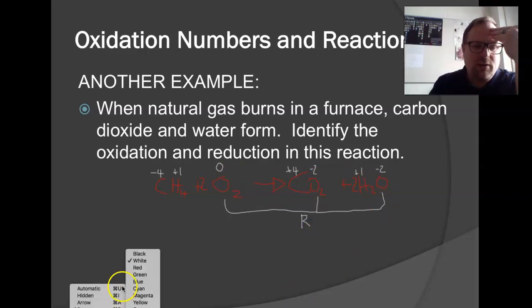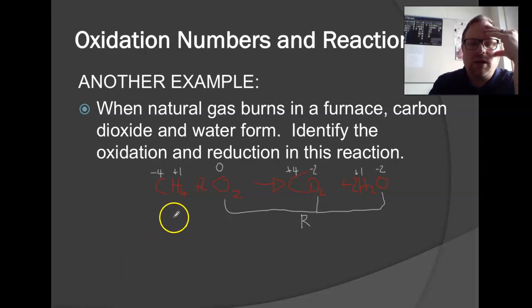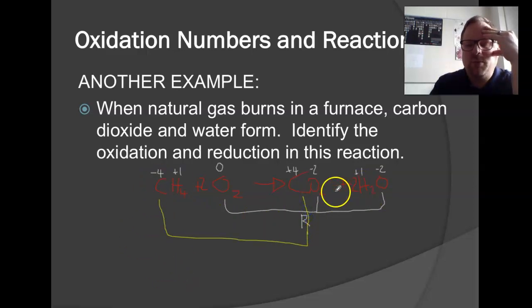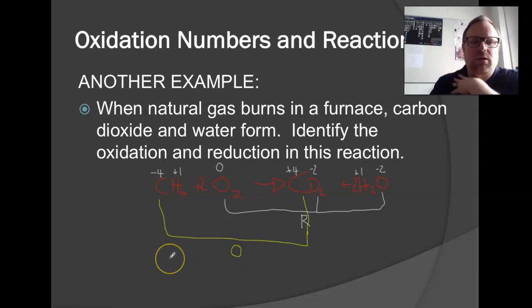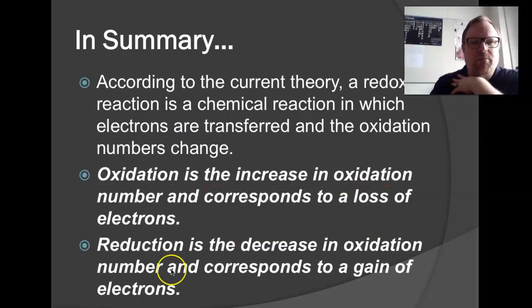And then switch to yellow again. For hydrogen, it's not changing at all. +1, +1 for its oxidation numbers. But we can see that carbon here has gone from -4 to +4. So it's gotten more positive. More positive means you've lost electrons. Loss of electrons is oxidation. So carbon has been oxidized. Okay? Now we're going to jump into this whole balancing thing.